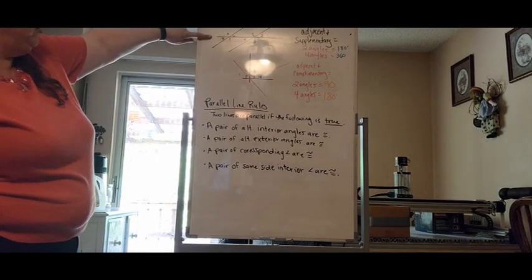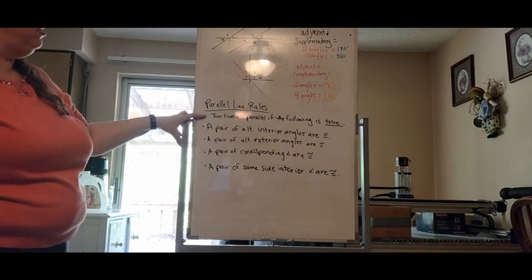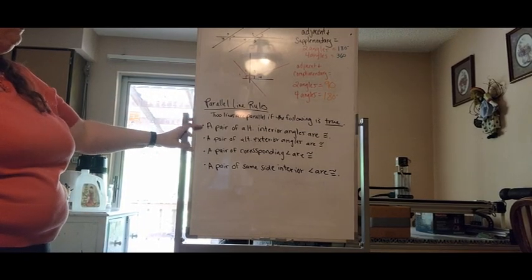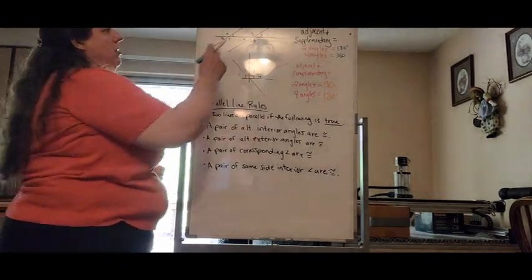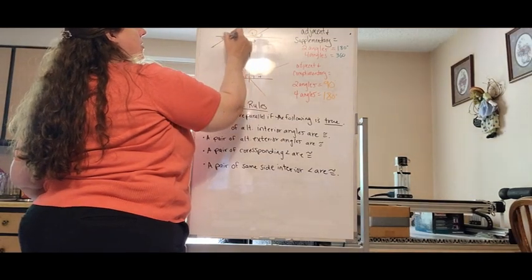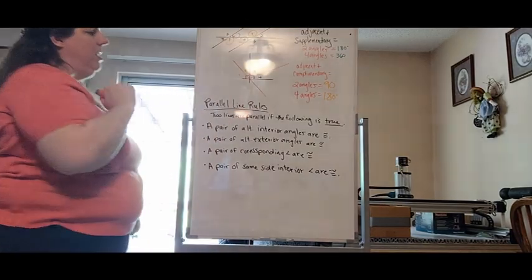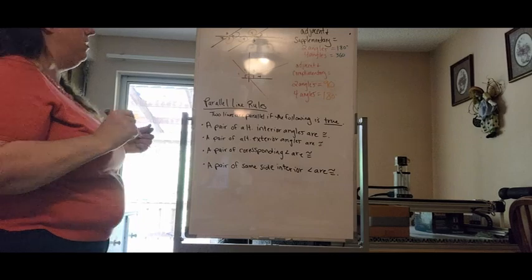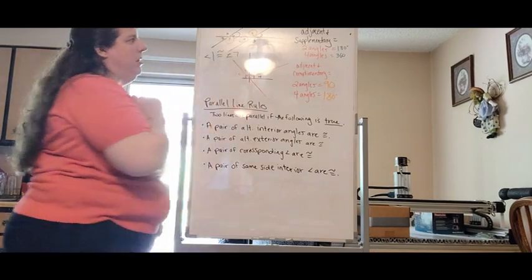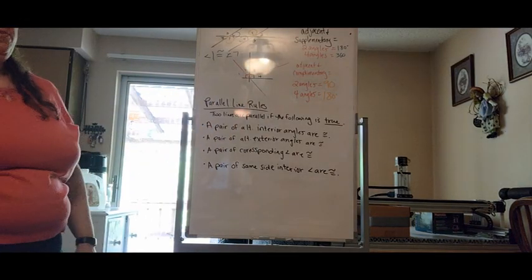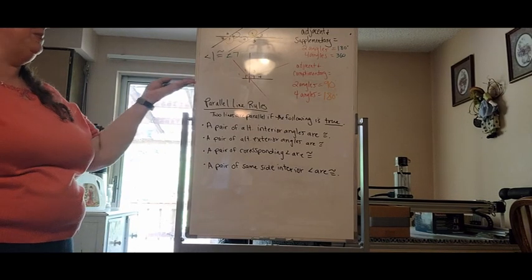So we'll be looking at this one right here for the parallel line rules. If 2 lines are parallel, if the following is true, if a pair of alternate interior angles are congruent. So alternate interior is going to be that one, and that one, and that one, and that one. So if angle 1 is congruent to angle 7, then it's parallel. Okay? And it only has to be 1 pair. It doesn't have to be both pairs. Well, it will be both pairs, but it only has to be 1.